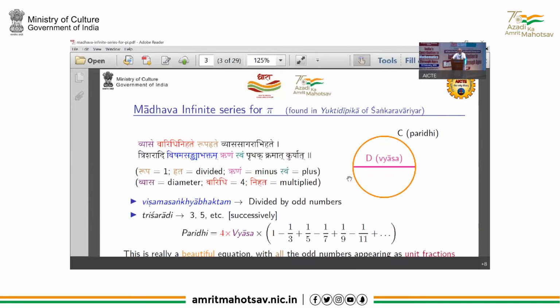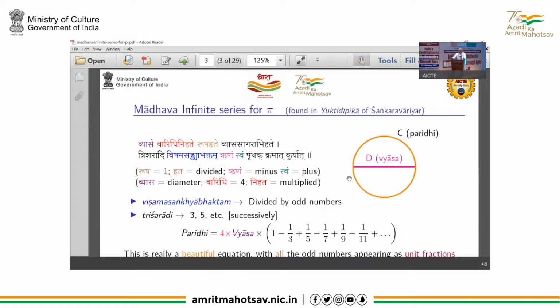So here the word Vyasa represents diameter, and the word Paridhi refers to the circumference. Rupa is 1. Vyase Vaaridhi Nihate: Vaaridhi represents the number 4 in Bhuta Sankhya. So you multiply 4 times the diameter. Rupa Hrute, divide by 1. Then Vyasasagarabhihate is essentially once again 4 times D. And then it says in the later half, Trisharadi Vishama Sankhya Bhaktam. You keep dividing by all the odd numbers. Tri is 3, Shara is 5, Vishama Sankhya is odd numbers.